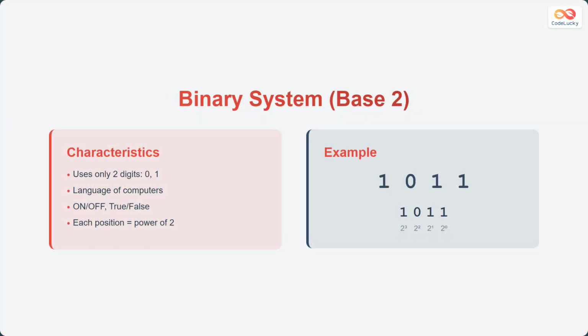Now, let's explore the binary system, which is base 2. Binary system uses only 2 digits, 0 and 1. This is the language of computers and represents on or off, true or false. Each position in a binary number represents a power of 2. For example, the binary number 1011. Starting from the right, the first one is 2 to the power of 0. The next one is 2 to the power of 1. The 0 is 2 to the power of 2, and finally the 1 is 2 to the power of 3.